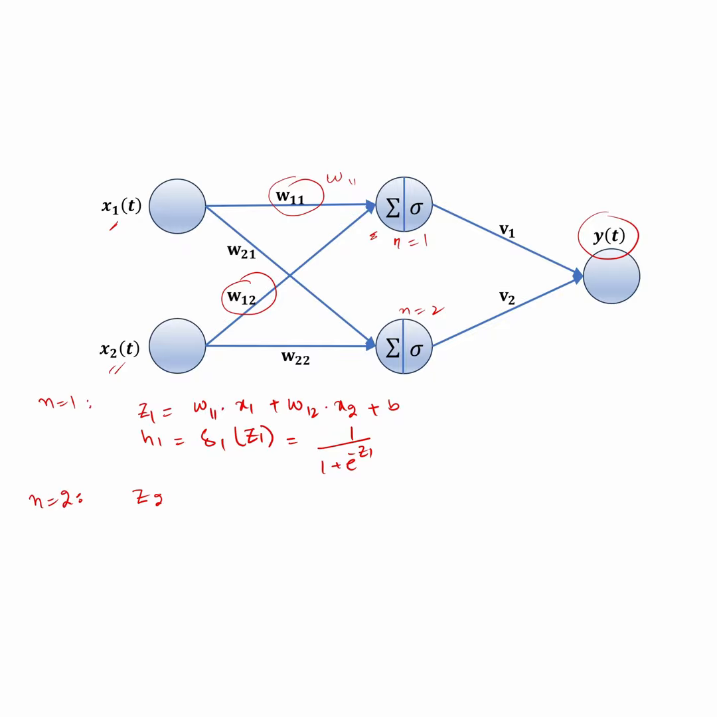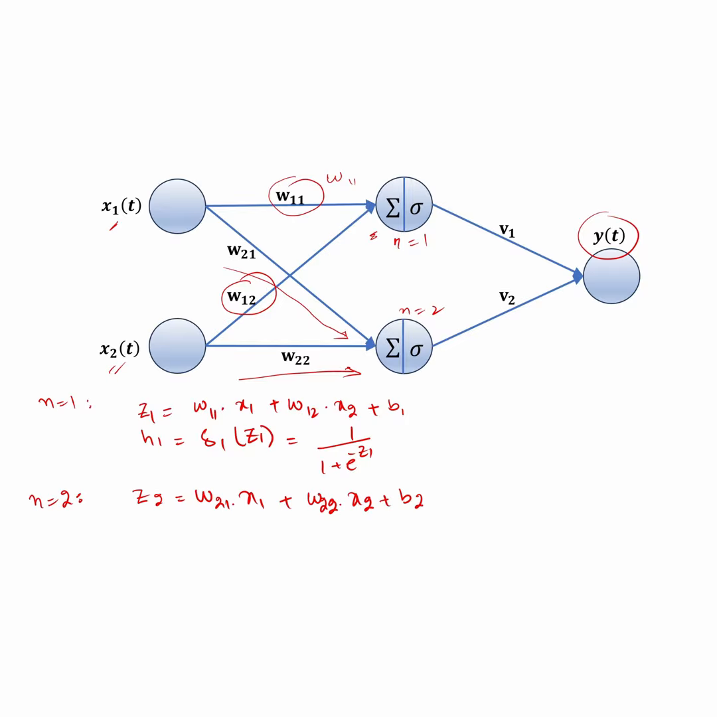same procedure, z2 is equal to, so for this neuron we have w21 times x1 plus w22 times x2. We can see here this and this coming right over here. Okay, and sorry, this should be b1, just for coding, which you might be doing later on. So this is w22 times x2 plus bias b2.